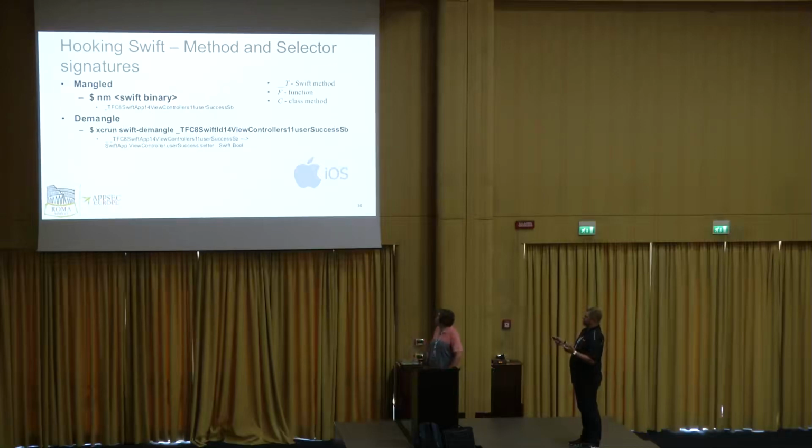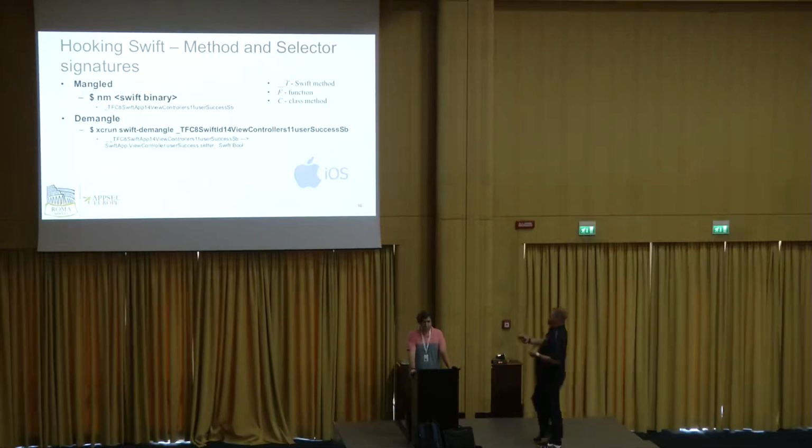T means Swift method, F for function, C class method. Here's your class name. So 8 means the next 8 is the class name, 14. The next 14 is the actual, this is the app name. Next 14 is the class name. This S, that's a setter or getter, so it's going to be S or G, right? The next 11 are going to be the actual method name, and then the return type. But you can demangle it. There's ways to do it, and it will tell you all of that right here, okay?